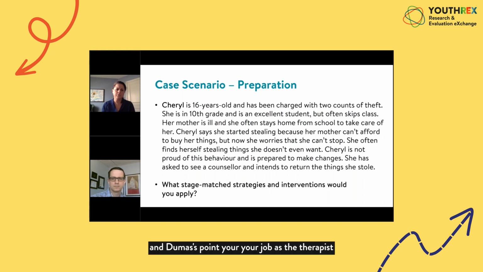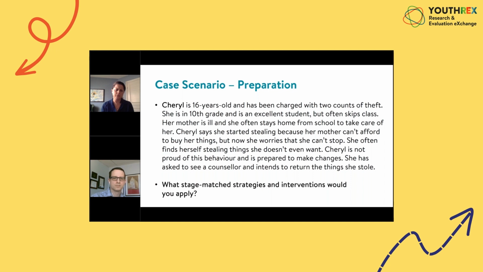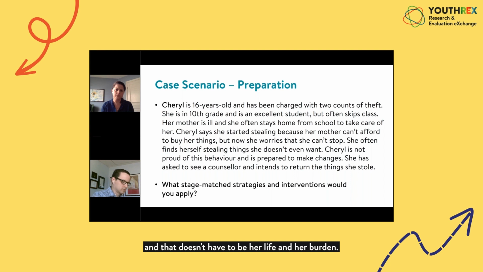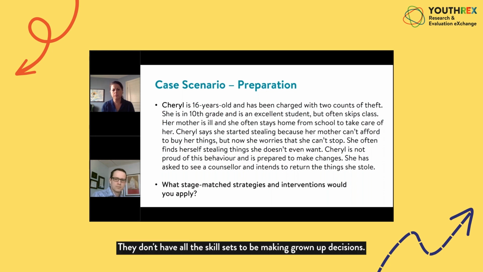And to Miles's point, your job as the therapist, clinician, youth worker is just to be listening, being mindful of your body language and tone, so that you can probe nicely, just to get Cheryl to speak more about what's happening. But I'd also use some of the self-liberation tactics as well, in terms of helping Cheryl understand that she has a right to be happy and successful. Her mother is ill and there's things happening at home. And that doesn't have to be her life and her burden. One of the young people said to me just the other day that too many times they're made to make grown-up decisions, but they're a young person. They don't have all the skill sets to be making grown-up decisions.